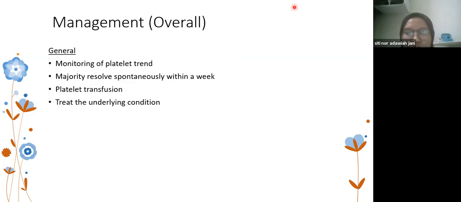So management overall, we need to monitor the platelet trend, because the common cause of thrombocytopenia, the majority, will resolve spontaneously within a week. If there is any bleeding tendency, we will give platelet transfusion or we will treat the underlying condition. Okay, next slide.